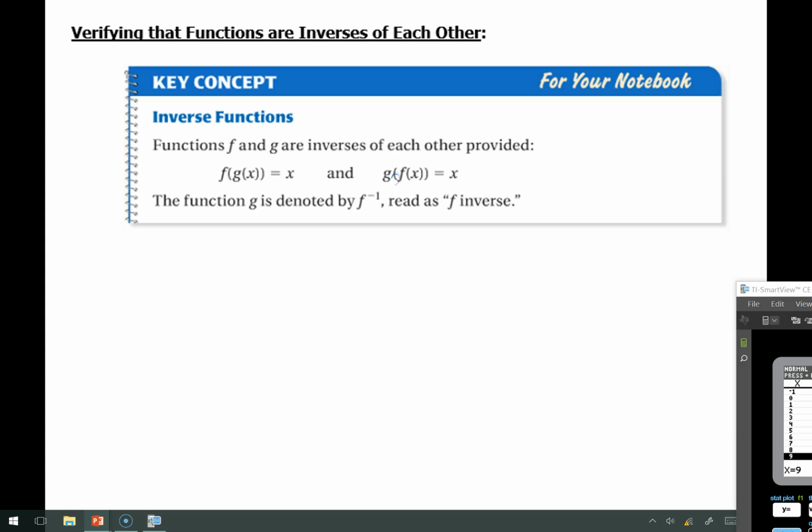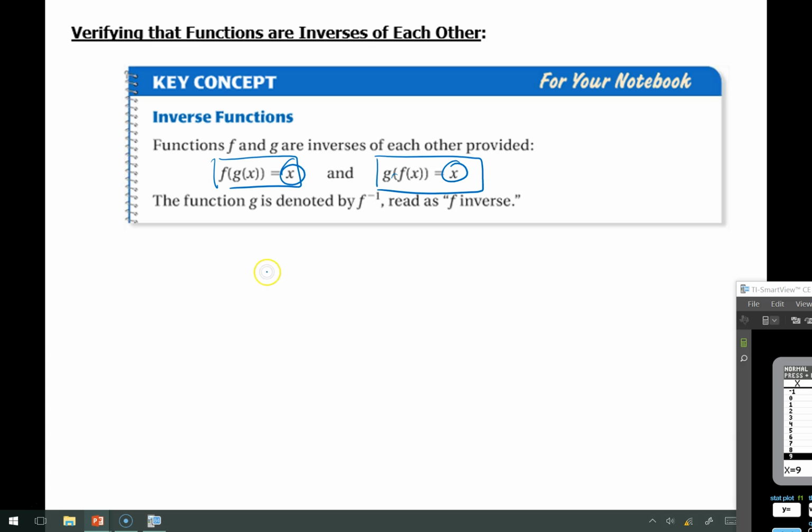And the opposite is also true. g of f of x is equal to x. This is a way of proving or verifying that two functions are inverses. If you compose the two functions together as f of g of x and also g of f of x, they both have to equal x. And if that's the case, then you can say that the two functions are inverses.